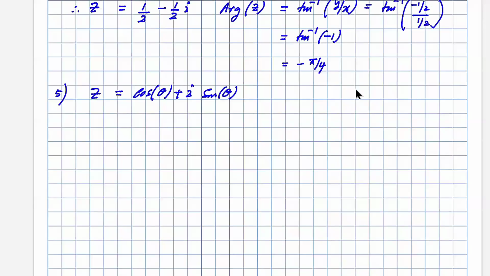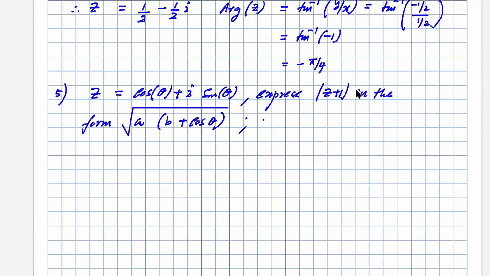So consider this. Express |z + 1| in the form √(a + b cos θ), where a, b are positive integers.